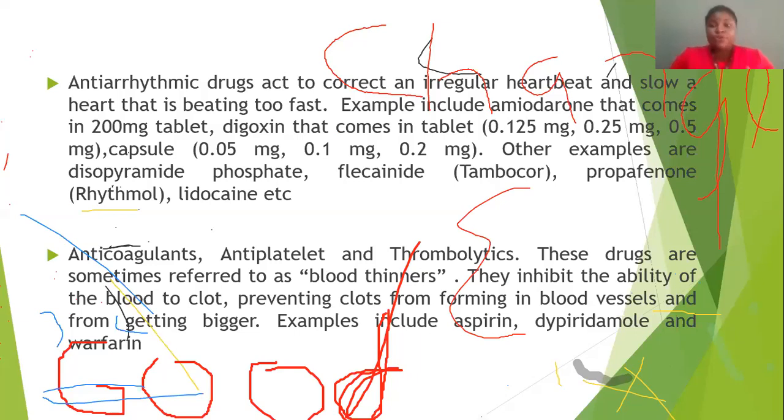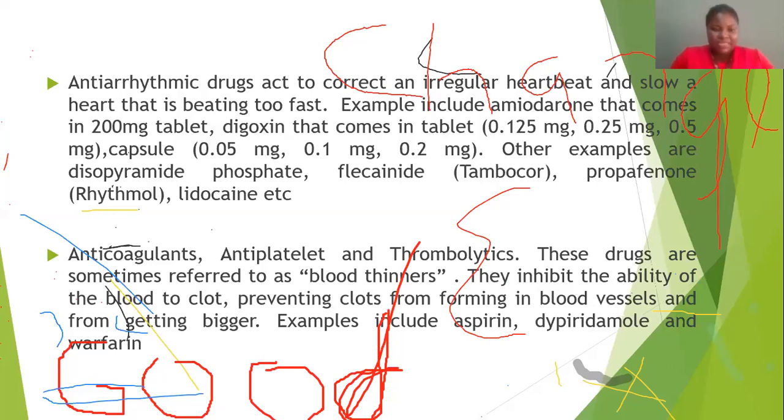It can come in capsule. I hope you know it also comes in injection. Another antiarrhythmic drug is also lidocaine. We can have flecainide, propafenone. All these are antiarrhythmic drugs. All they do is to regulate the heartbeat.